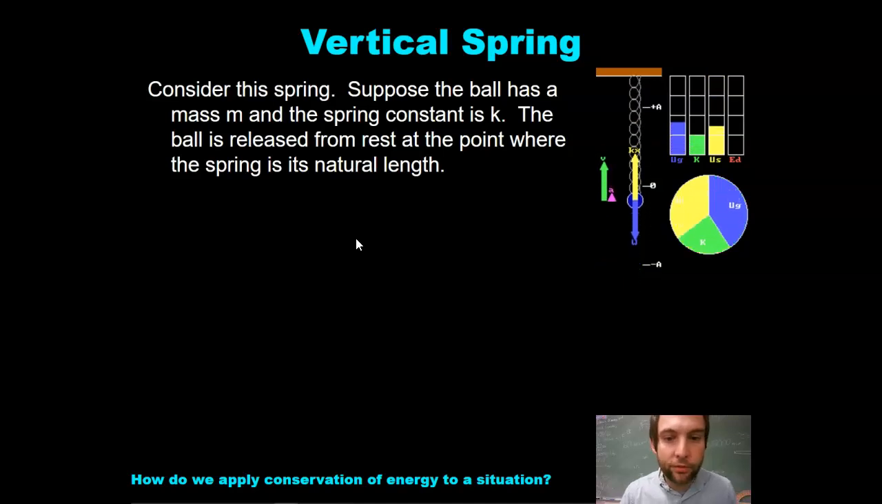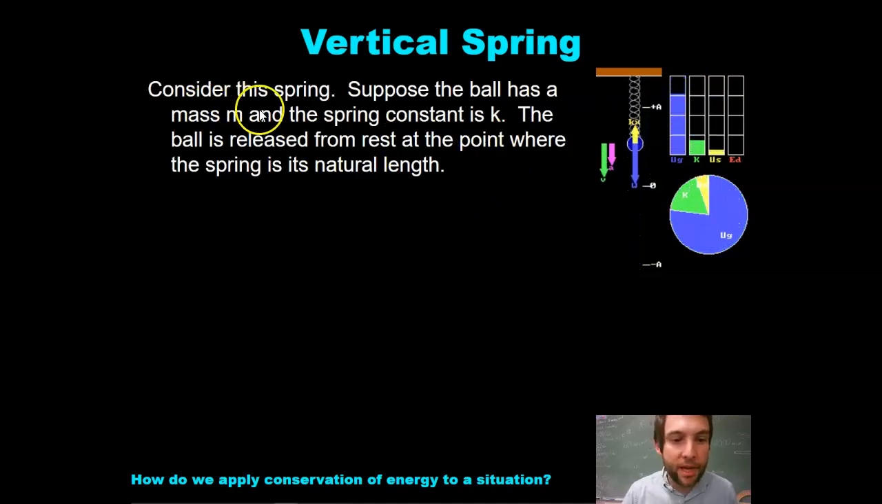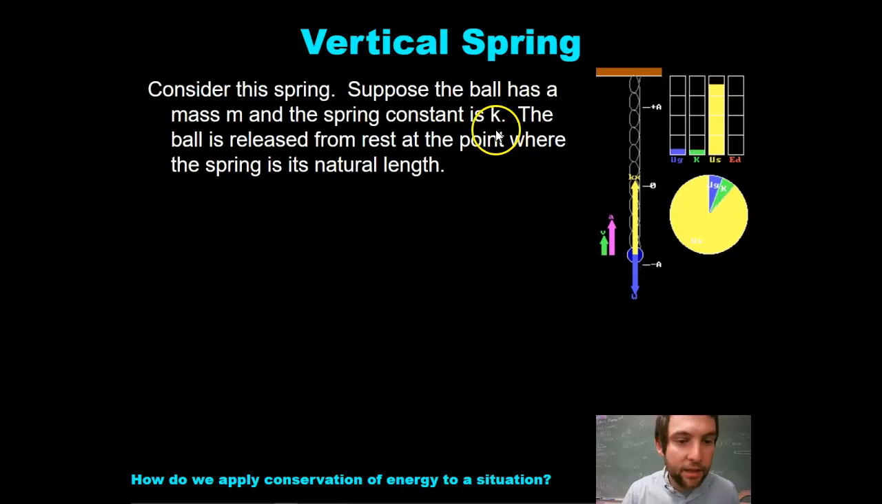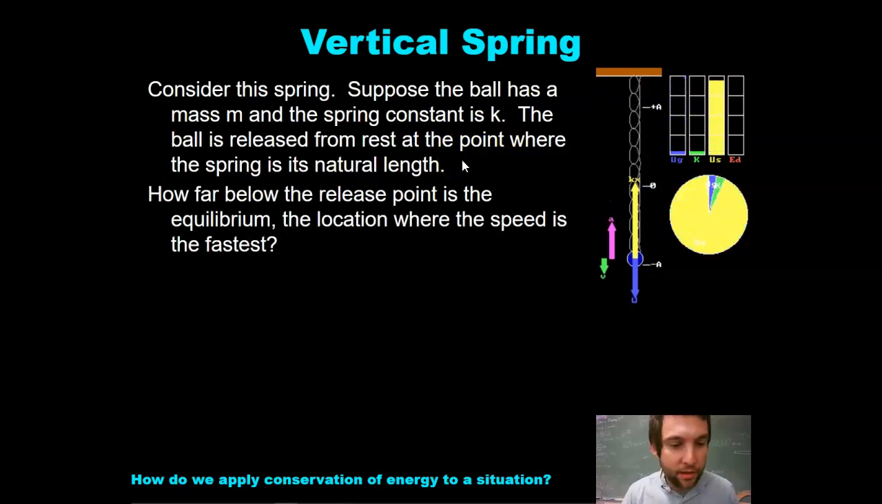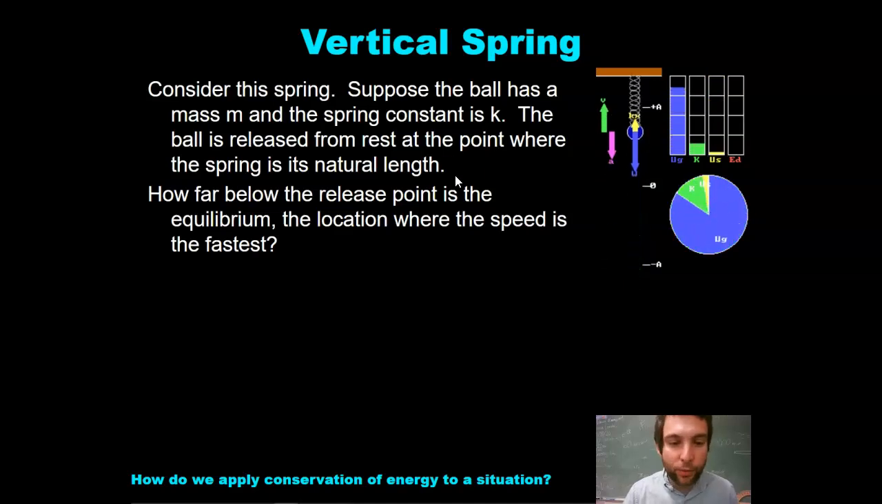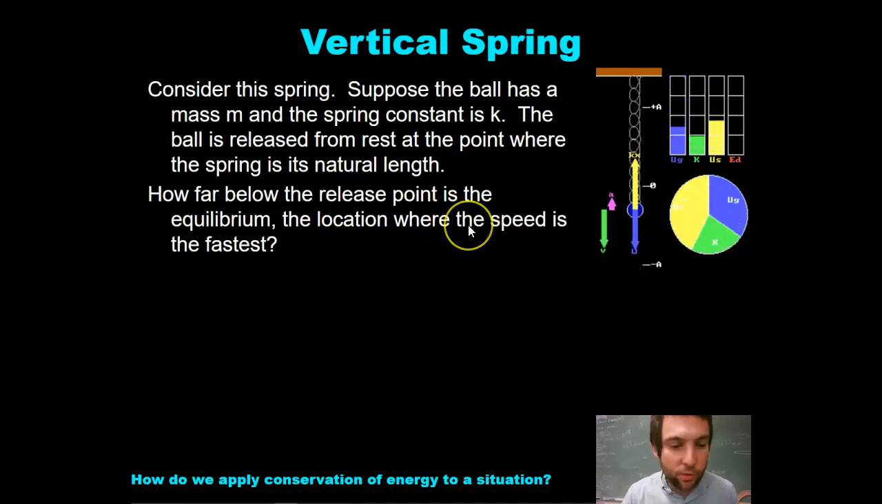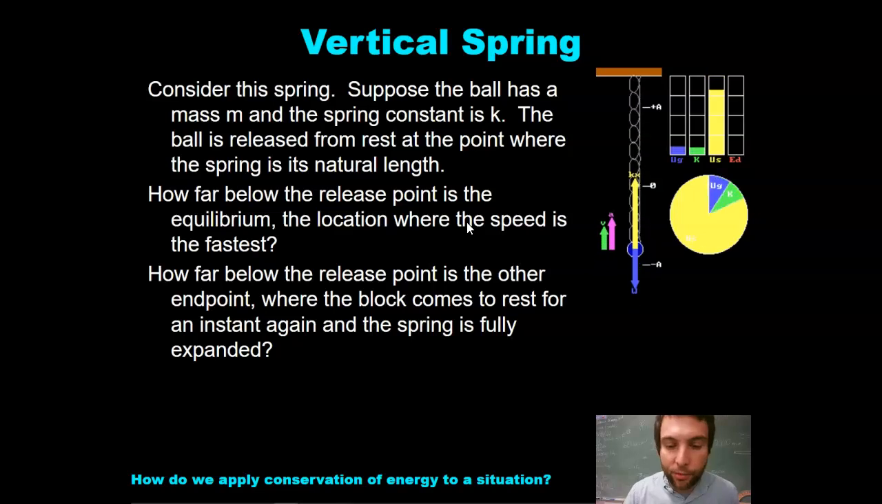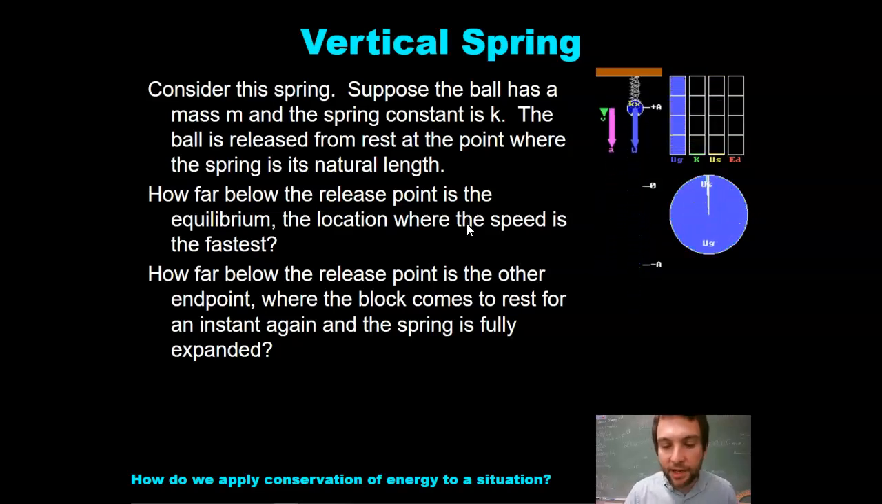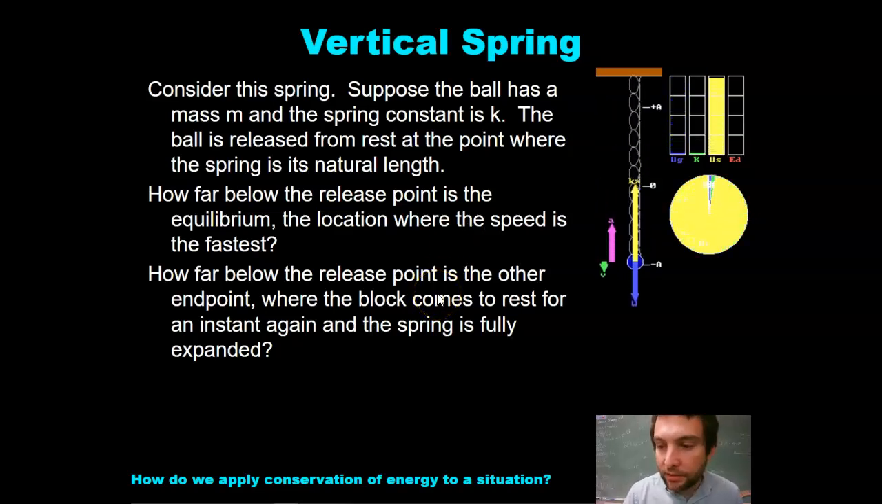Vertical springs. So if we've got a vertical spring, suppose the ball has a mass m and the spring constant is k. The ball is released from rest at the end point where the spring is at its natural length. How far below the release point is the equilibrium, the location where speed is the fastest? And we can also figure out how far below the release point is the other end point, where the block comes to rest an instant again, where the spring is fully expanded.